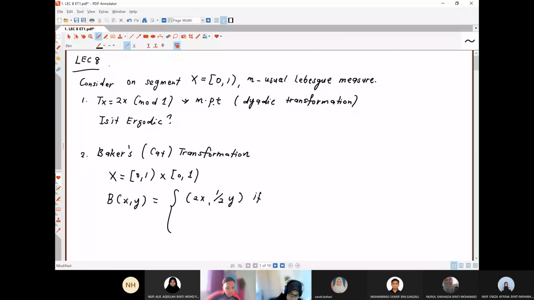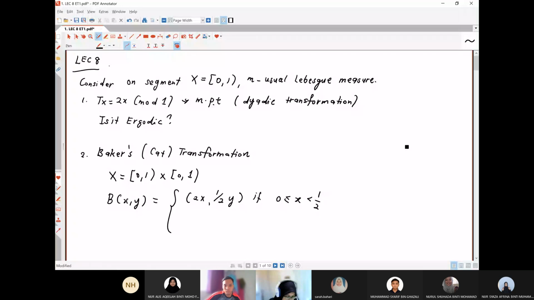if x is between 0 and 1/2. And the second transformation is for the case of half less than x less than 1. So we have 2x minus 1 and half of y plus 1/2 if we have the transformation in this segment. Okay, next we move.